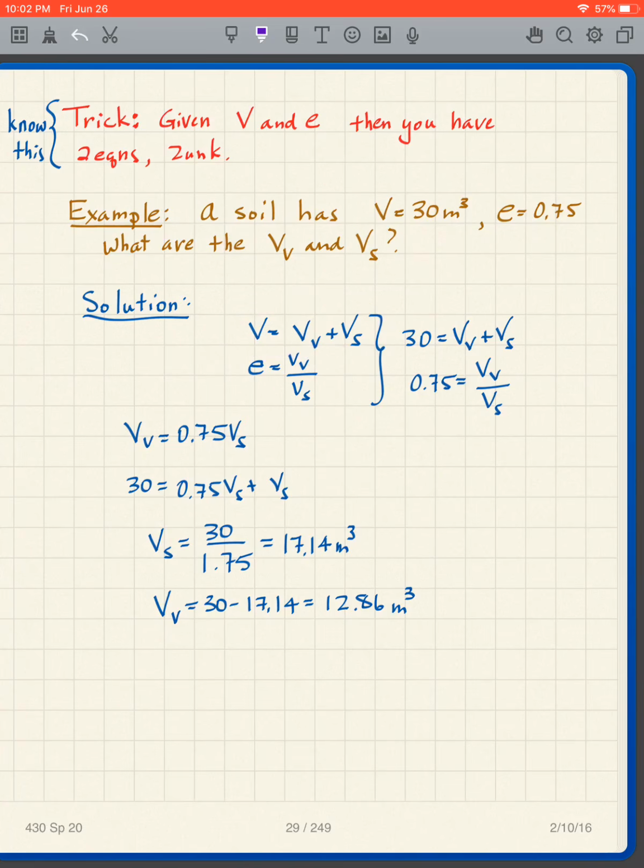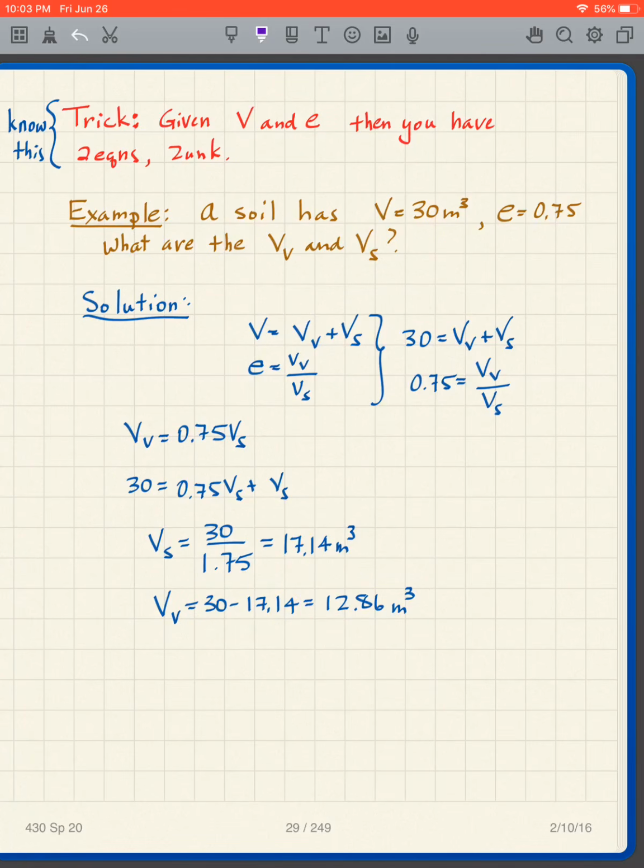Why? Because I get 30 is volume of the voids plus volume of the solids. 0.75 is volume of the voids over the volume of the solids. I simply, again, work with this equation here at the bottom. I get volume of the voids is 0.75 times volume of the solids. I then substitute that into that. I get that equation, and then I simply solve for V sub S. Gives me that. By subtraction, I get the volume of the voids and volume of the solids.